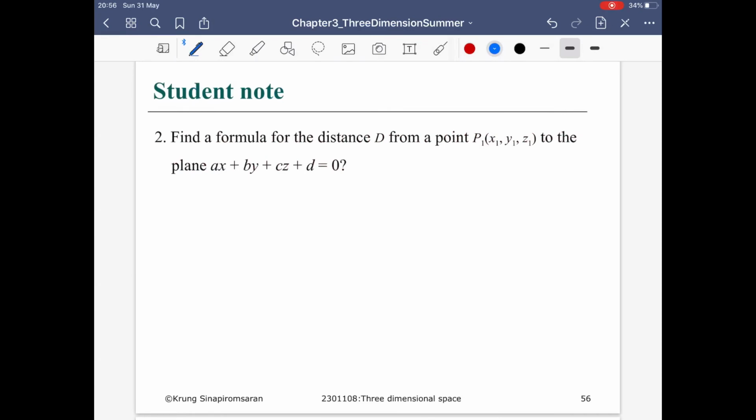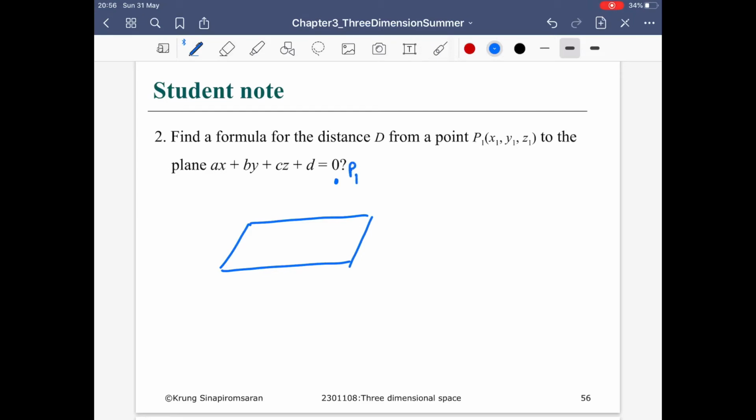For this one, if you would like to find the distance d from a point outside the plane to the plane ax plus by plus cz plus d equals 0, then what will be that distance? So let's say that here's the plane and here's the point p1 outside.